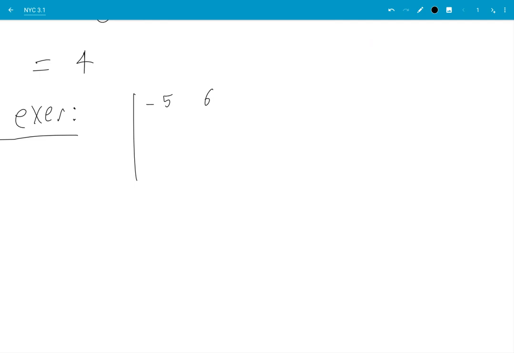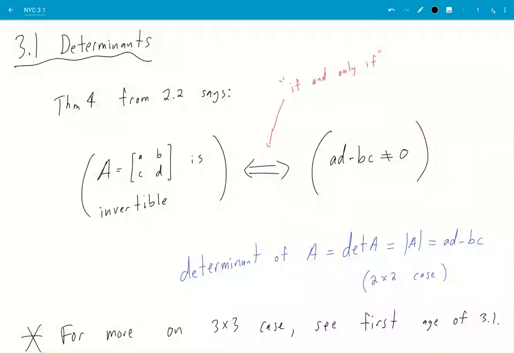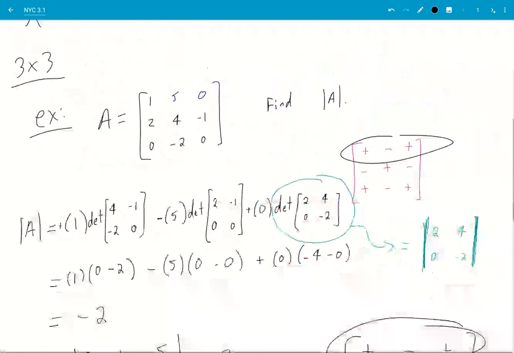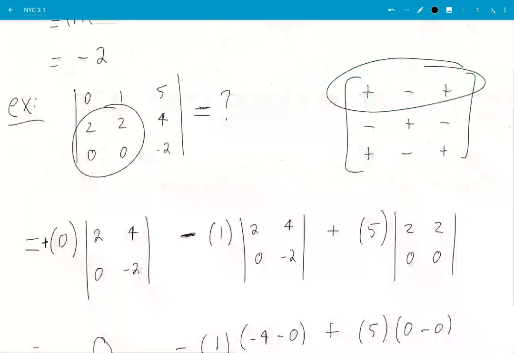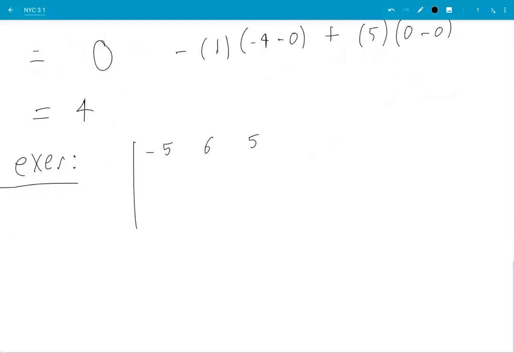5, 6, 5. Oh, what happened? Massive scroll. Massive scroll disaster. Oh no. Where is all my work? What did you do? Oh, there it is. Sorry. It's a scrolling disaster. Okay.